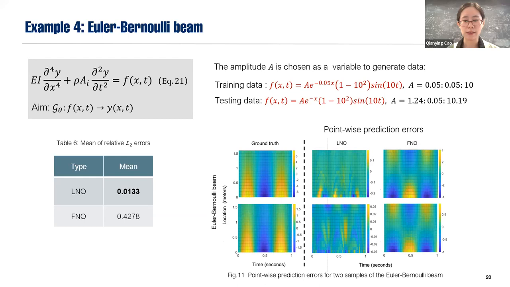Table 6 shows that the results predicted by LNO have an overall higher accuracy than FNO. Figure 11 shows the error plots of two representative test samples. The errors of LNO are more than one order of magnitude smaller than those of FNO.